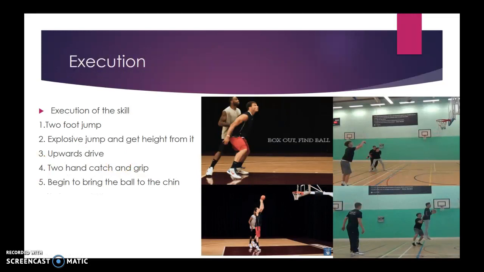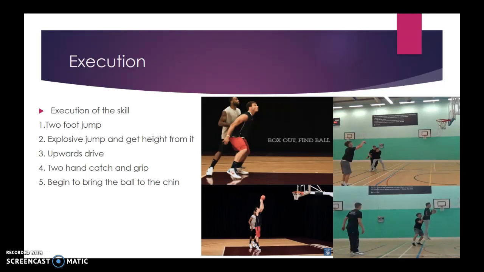We then move on to the execution of the box out. This includes the defender watching the ball and timing when they should use their explosive power to jump and reach for the ball. Once they have this, the defender will use a 2-foot jump to reach the maximum height and out-jump their opponent. They will create an upwards drive with their arms, swinging them upwards to generate more motion throughout the jump.